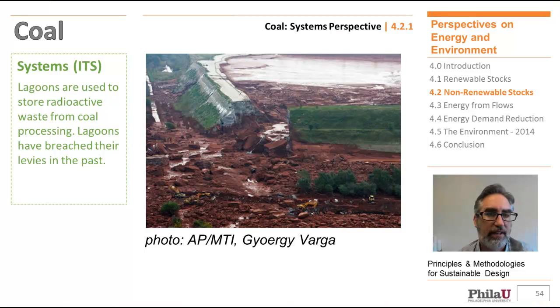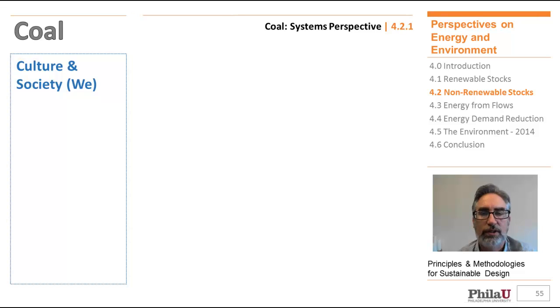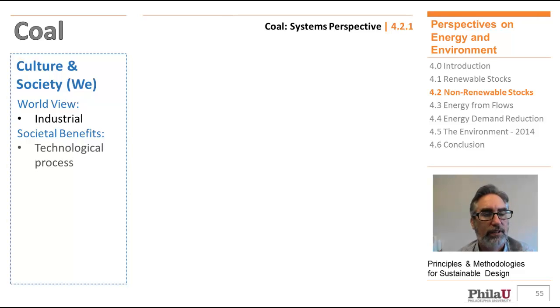And so here's a couple of the other externalities that come in the systems of coal. There's a huge waste of slurry, fly ash and slag that's radioactive, and these levees have been known to break in the past, creating environmental destruction in its wake. And certainly when we look at it from a culture and society perspective, from a worldview perspective, we think of this as an industrial worldview energy source, and we're no longer in the industrial worldview. So some of the societal benefits are incredible technological progress and process to allow greater levels of comfort and evolution for society. And the societal costs are pretty high.